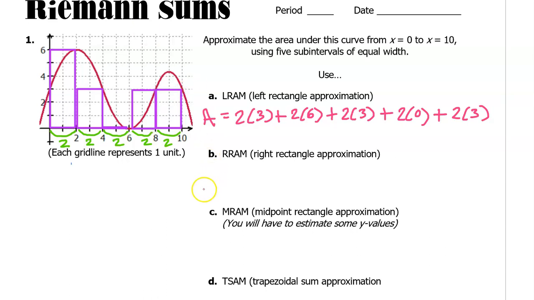So here comes my expression for the approximation of the area under this curve by adding the area of each of these 5 rectangles. So base times height again. So the first one is going to be 2 times 6. And then my second rectangle, base times height, is 2 times 3.